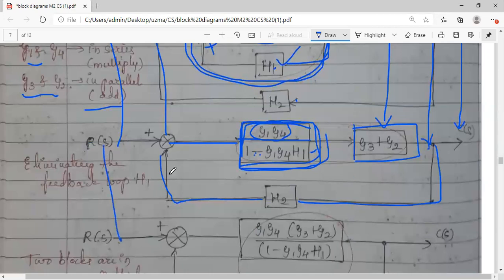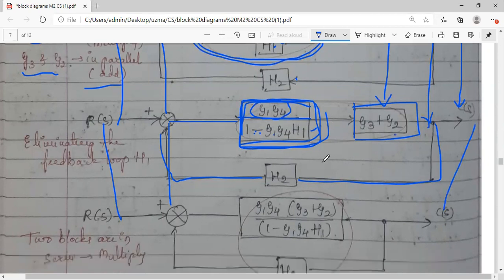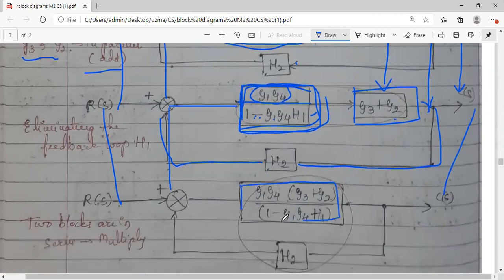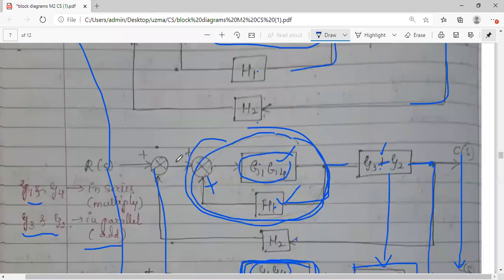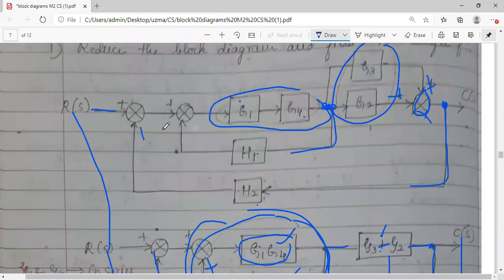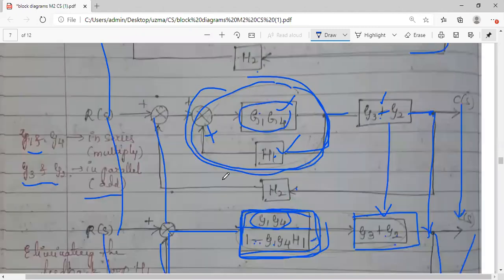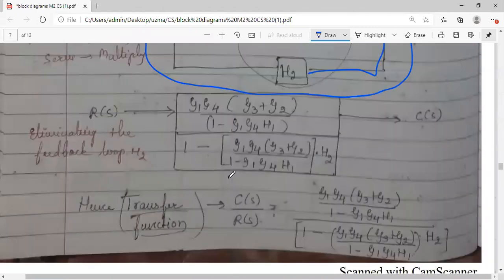So in the next step, remaining all as it is, C of S. These two which are connected in series, I have taken their multiplication. So G3 plus G2 into this complete G1 G4 divided by 1 minus G1 G4 H1. And finally the takeoff point is here. Further, you can see this is one feedback loop. Again, no sign is given to you here in the question also. You can take plus. If you take plus, you'll get minus in the formula.